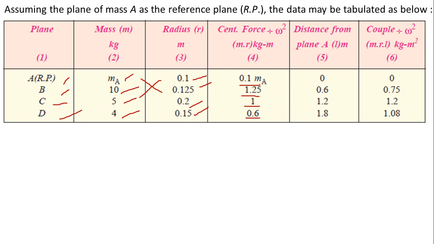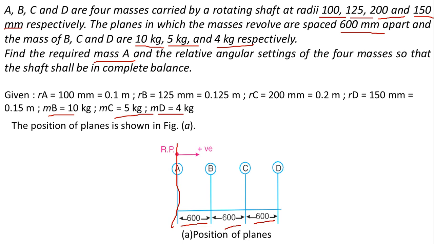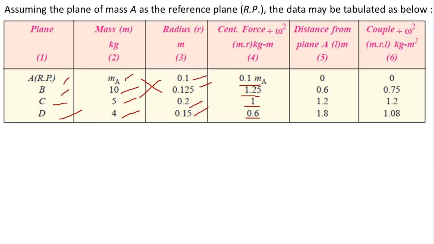Then the distances from the plane A you have to measure in meters. The distances measured from this reference plane are 0.6, then 0.6 plus 0.6, which is 1.2, then 0.6 plus 0.6 plus 0.6 is 1.8. So you get all the values in the couple column here. First is 0, then 0.25 into 0.6 is 0.75, then 1 into 1.2 is 1.2, then 0.6 into 1.8 is 1.08. Okay, so like this you will get all the couple values, so you can draw the couple polygon comfortably.